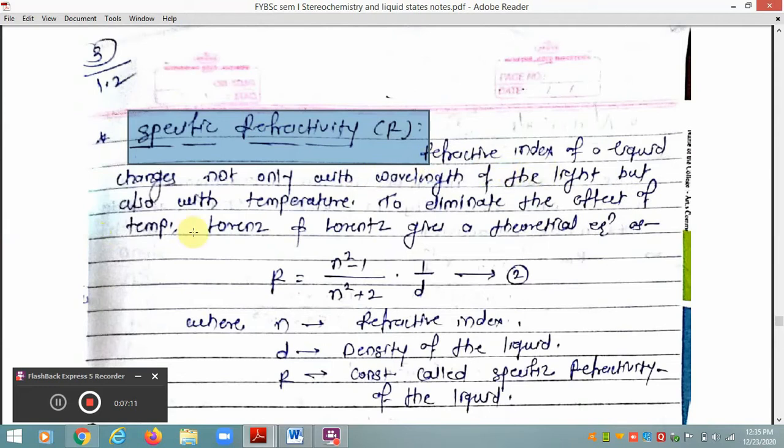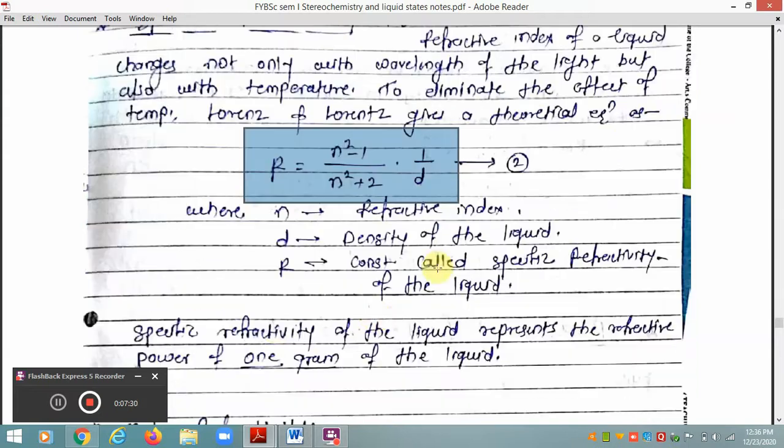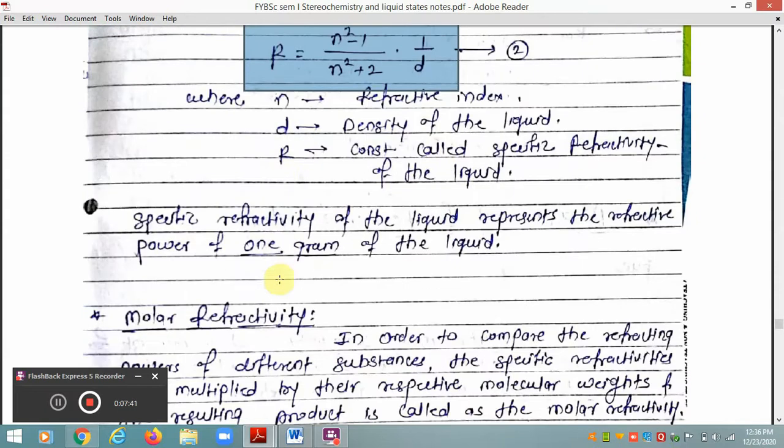The refractive index of a liquid changes not only with the wavelength of the light but also with temperature. To eliminate the effect of temperature, Lorentz gave a theoretical equation, that is R equals (n square minus 1) upon (n square plus 2) into 1 upon d. Here n is the refractive index, d is the density of the given liquid, and R is a constant that we call the specific refractivity of the given liquid. This specific refractivity represents the refractive power of 1 gram of the liquid.